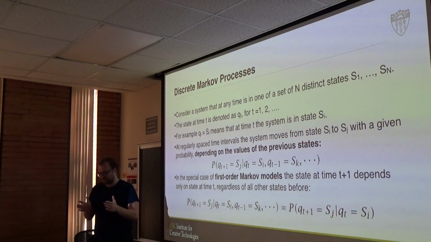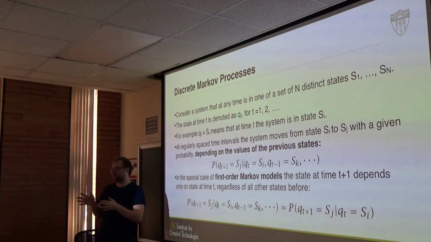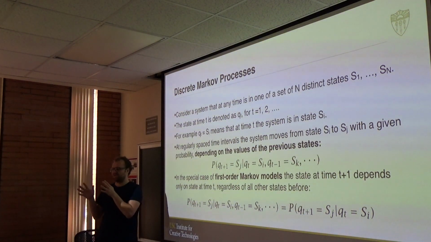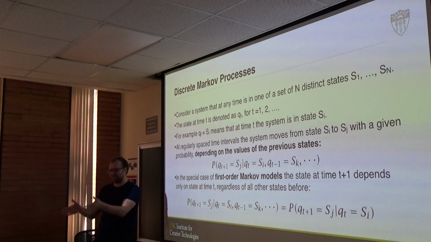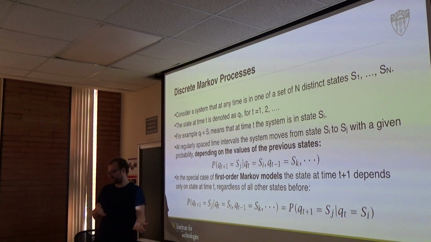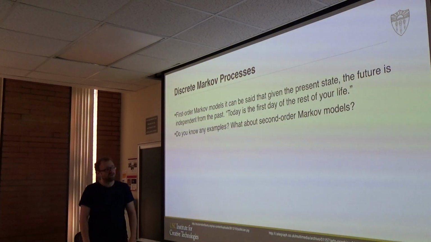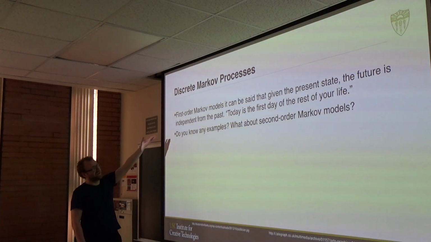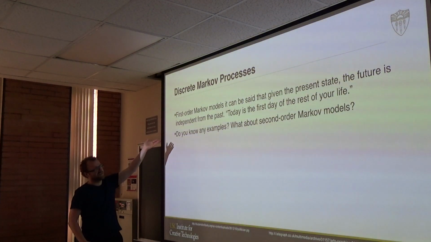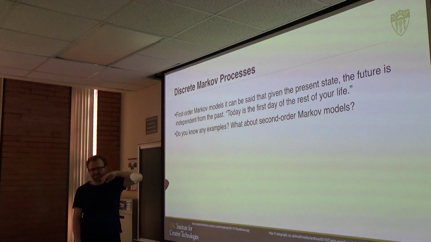In first order Markov processes, we only regard the current state that we're in right now as important for measuring where we're going next. Basically, you can say that given the present state, the future is independent from the past.